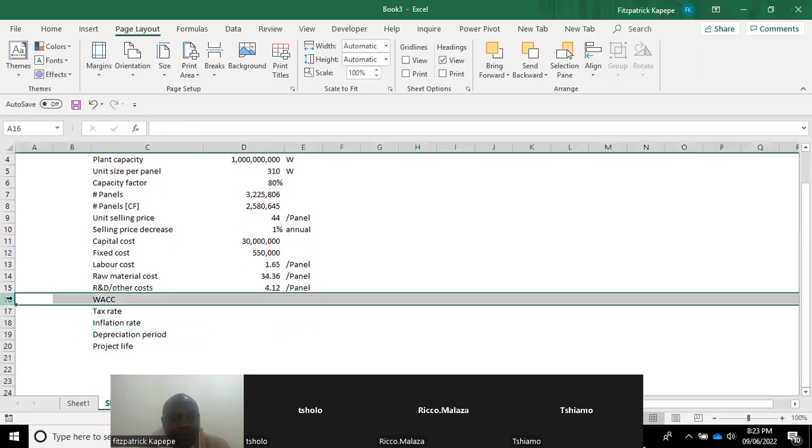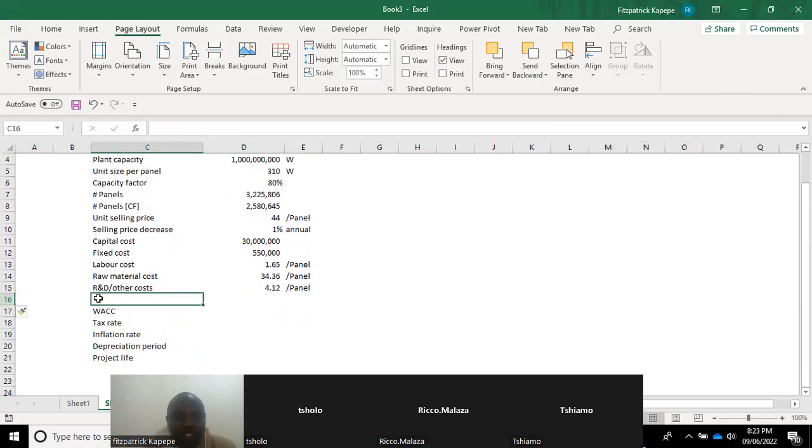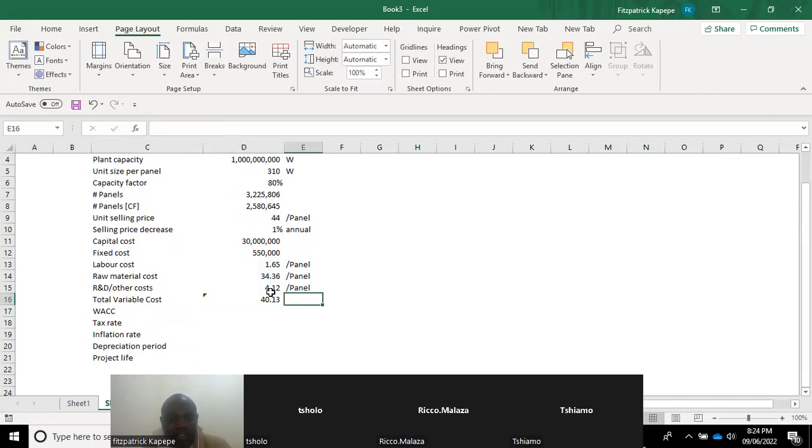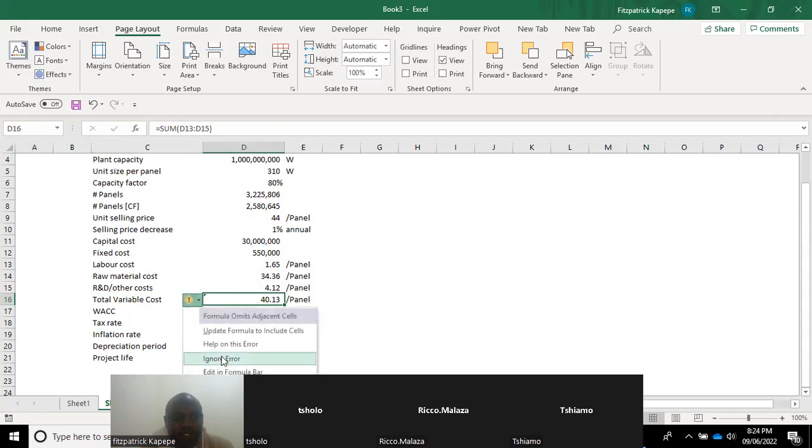So from here, I can say the total variable cost, which will be per panel, which will be equal to the sum, and we'll pick these. I don't like these green things, but I'll ignore the error.